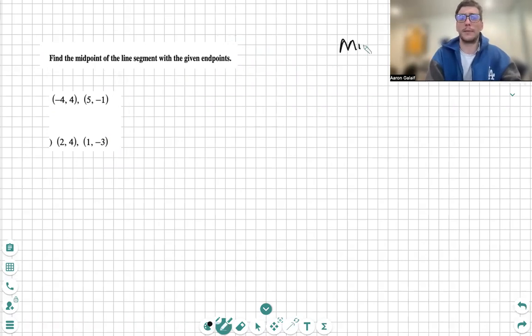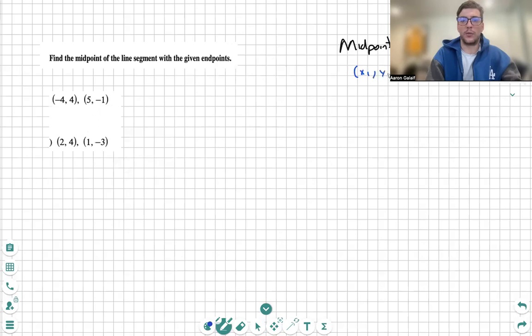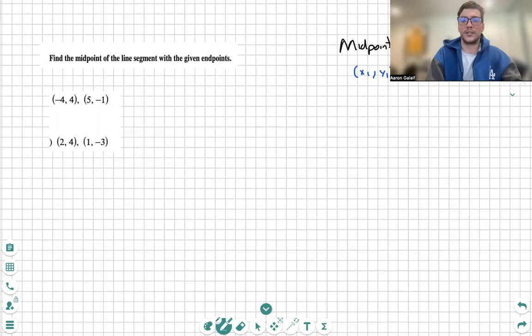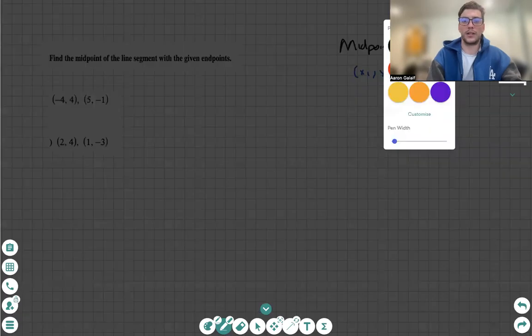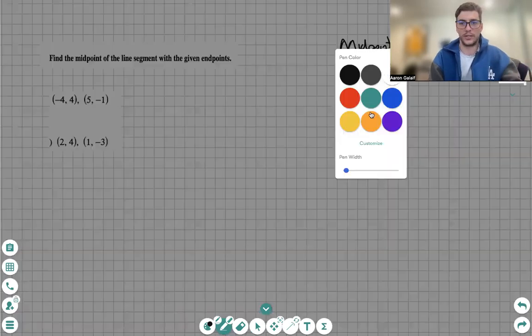First, we need to talk about the midpoint formula. The midpoint formula is you are given 2 points, x1, y1, and x2, y2. That's what's going on here. What I want to find is the midpoint between those 2 points.